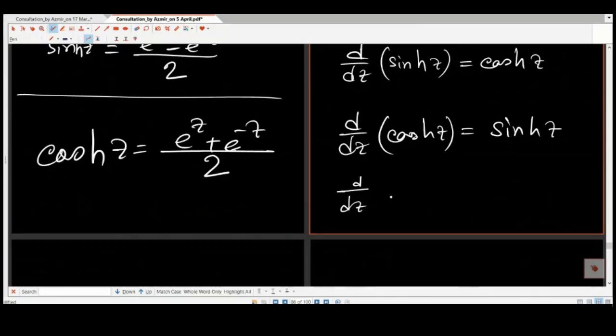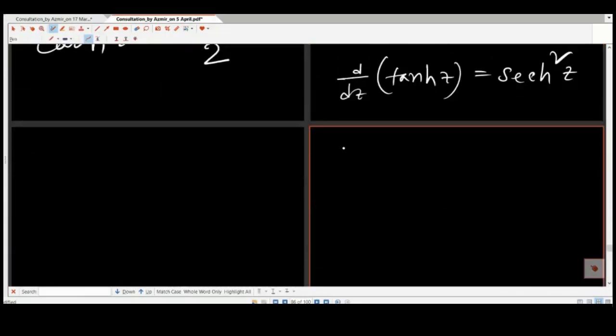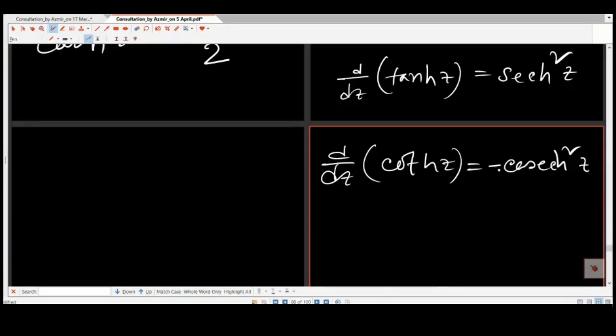Similarly, the derivative of hyperbolic tangent of z is hyperbolic secant squared z. We can also write d/dz of hyperbolic cotangent of z, that is negative hyperbolic cosecant squared of z.